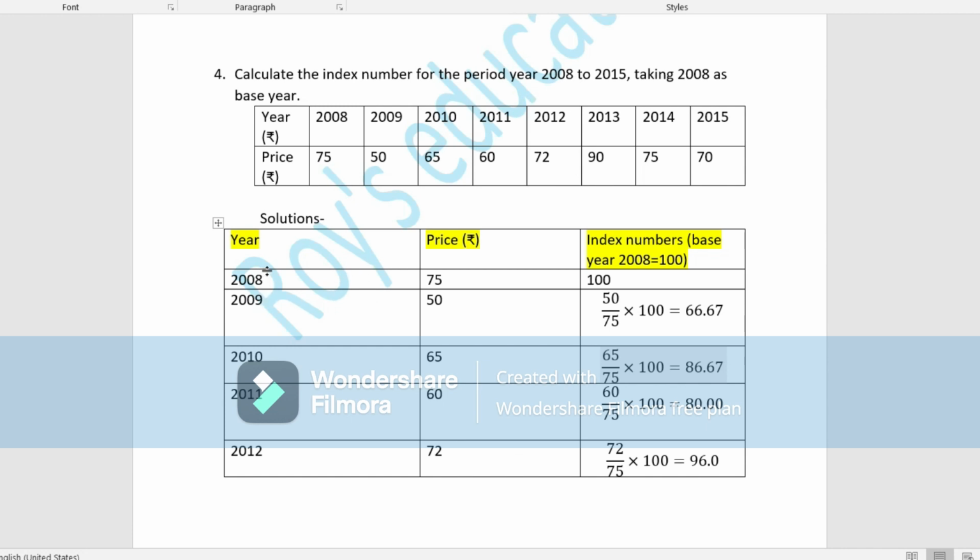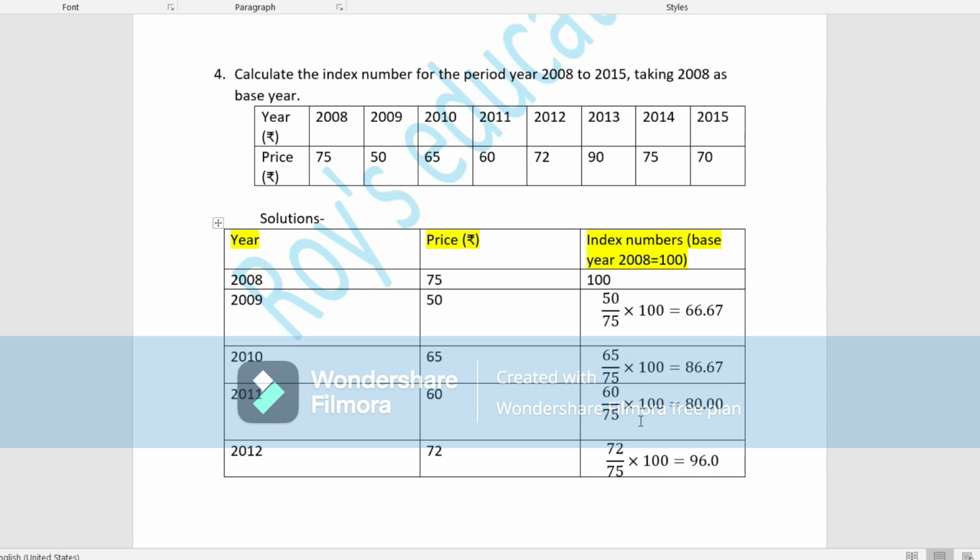Okay, so how are you going to calculate this index number? See, 75 by 75 into 100, that is equal to 100. Then 2009, 50 by 75 into 100, that is equal to 66.7. We are taking 2008 as the base year. Next, 2010 is what? 65 by 75 into 100, that is 86.65. 60 by 75 into 100, that is equal to 80.5.